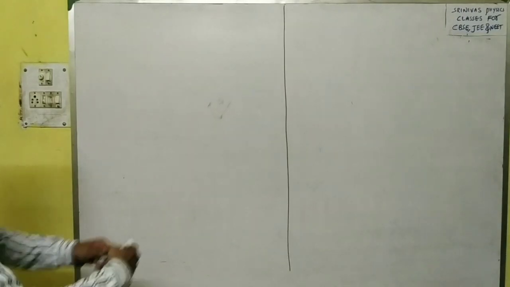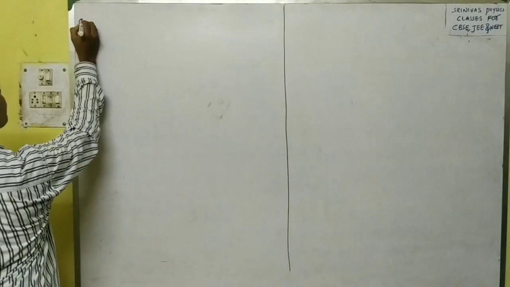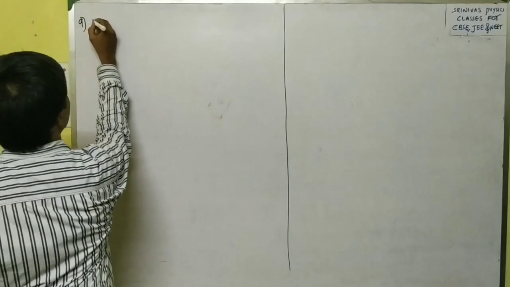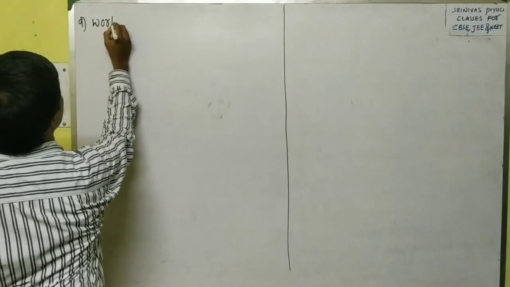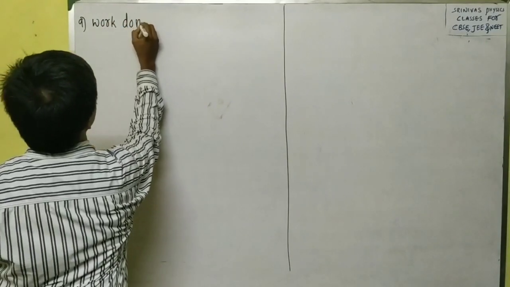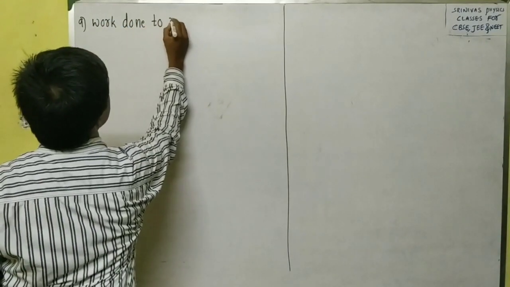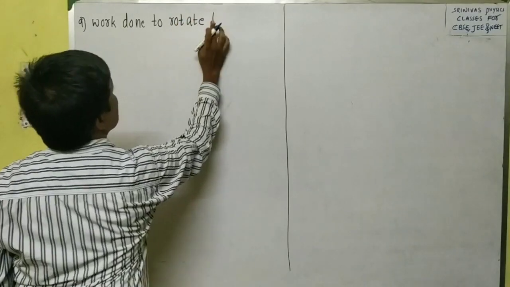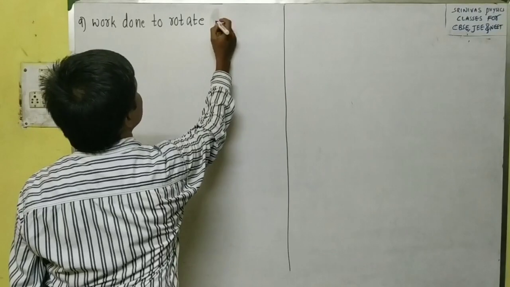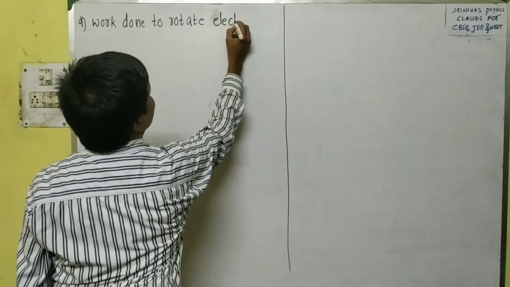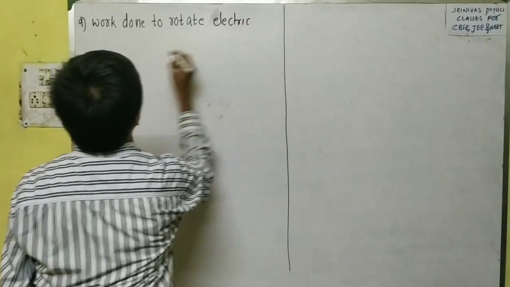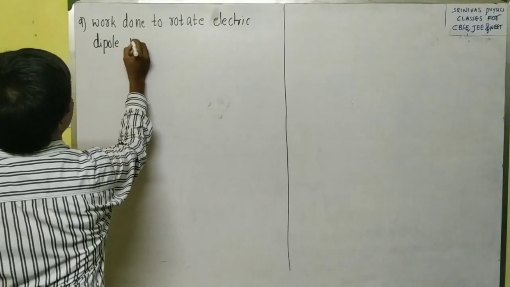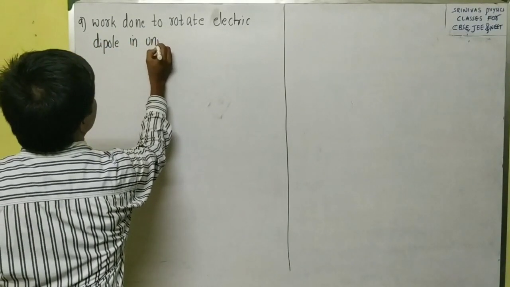I think the 8th point we discussed. Next, the 9th point I am going to tell: work done to rotate an electric dipole in a uniform electric field.